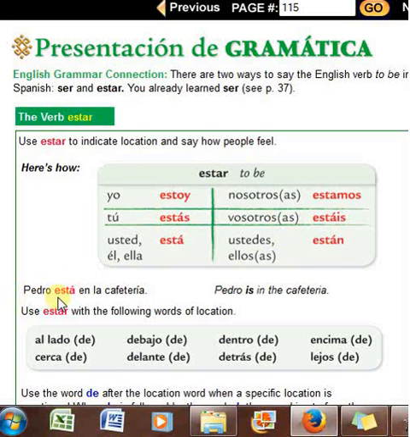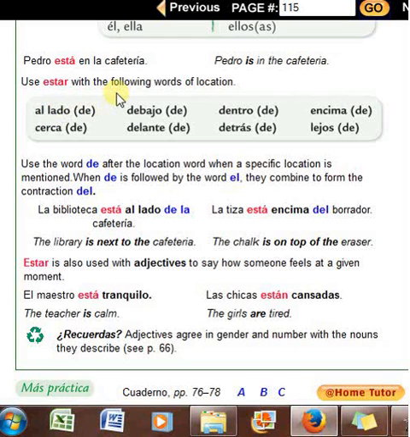Pedro está en la cafetería. Since I'm talking about where Pedro is, location, I have to use the verb estar. I cannot use the verb ser. Okay? We use estar with the following words of location.